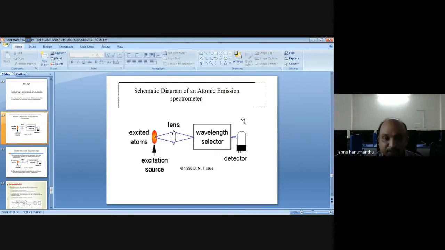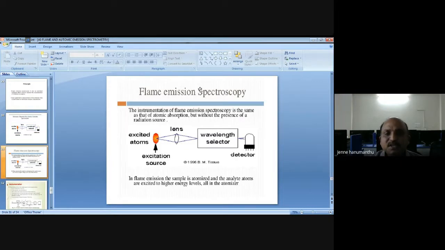So this is atomic emission. You can see one more diagram. Yes, it is a flame emission. The same emission, where the excitation source is flame. Everything is the same. The instrumentation of flame emission spectroscopy is the same as that of atomic absorption, but without the presence of a radiation source.